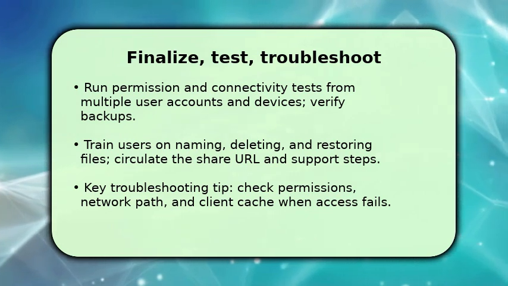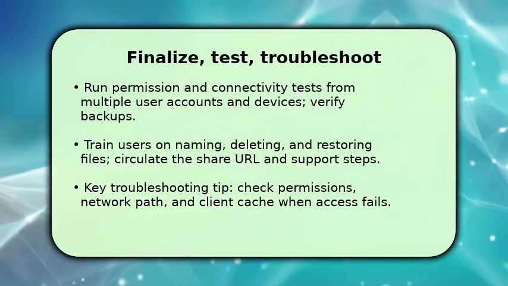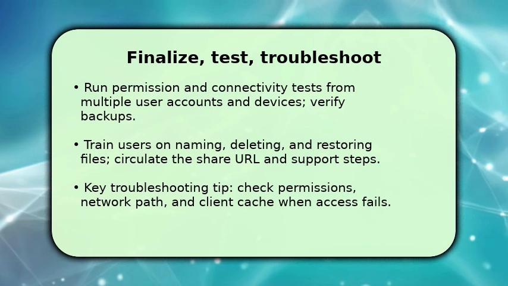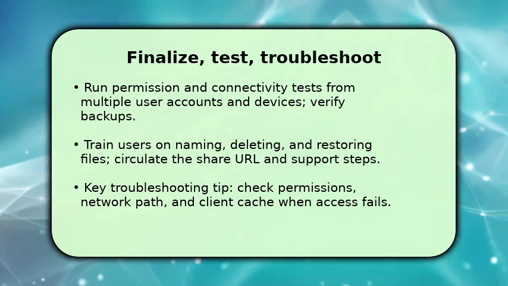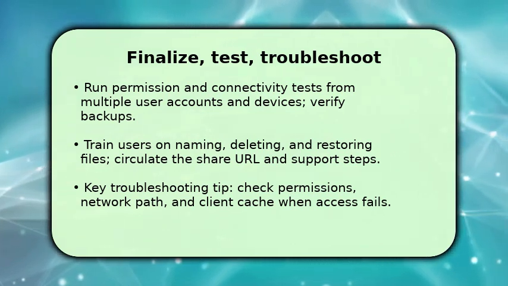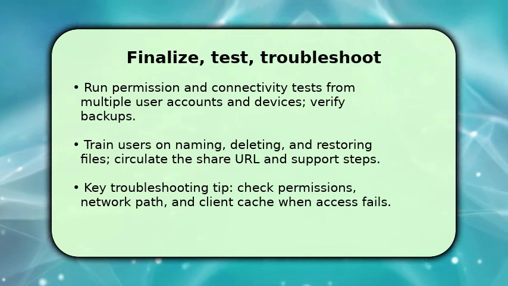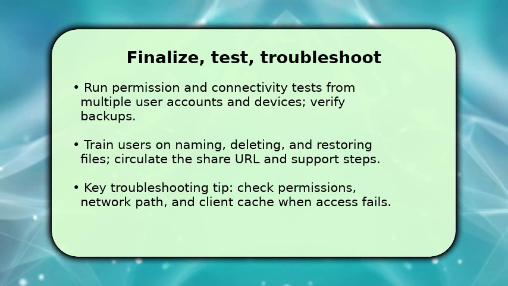Monitor usage and logs for the first week to catch issues early. If something goes wrong, first check ACLs and effective permissions. Then validate the network path and clear the client cache. Those 3 checks resolve most access problems.